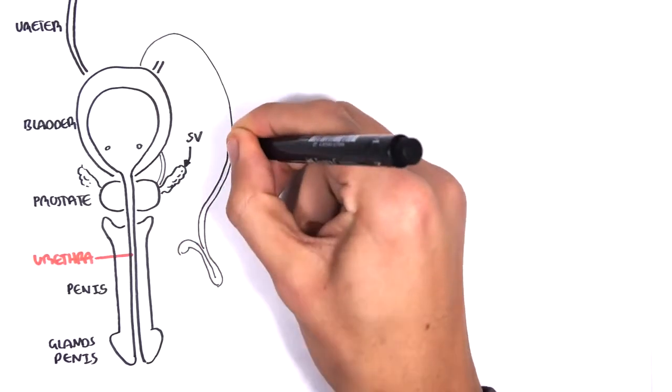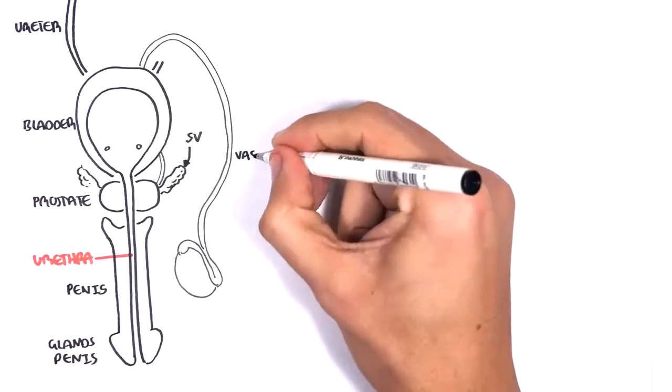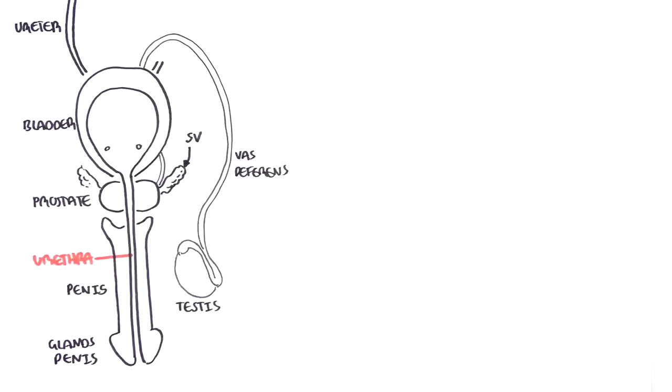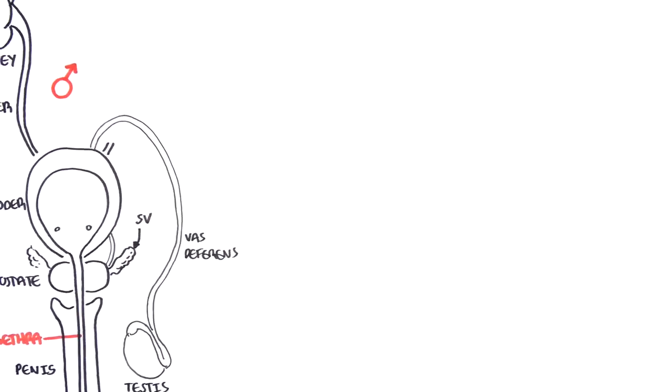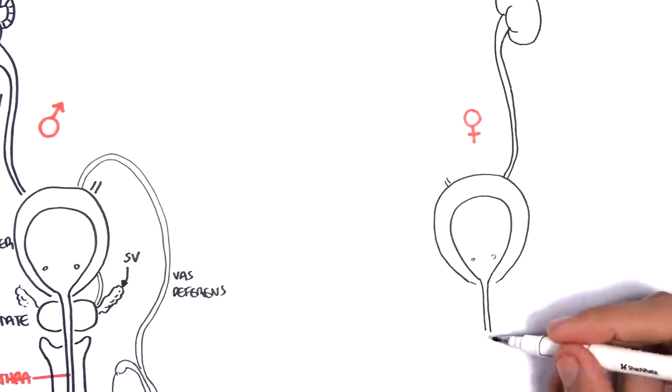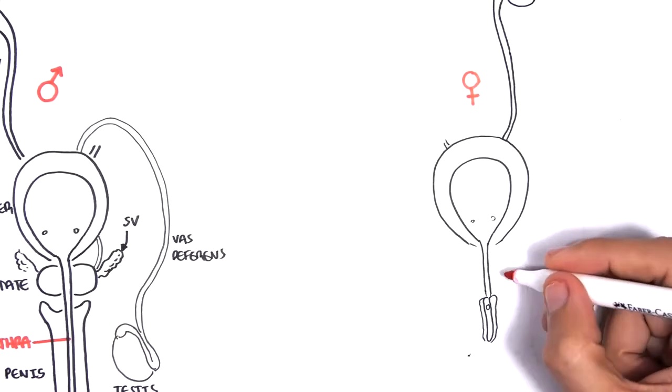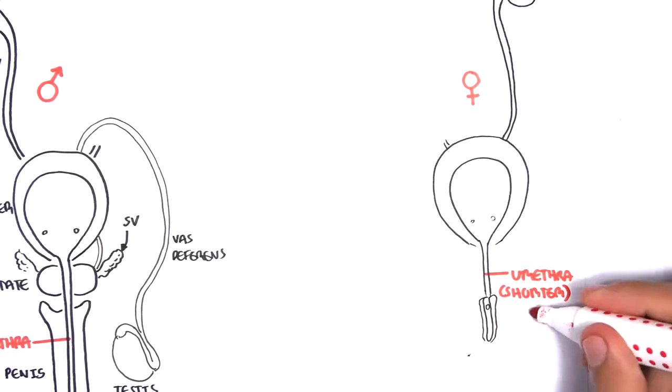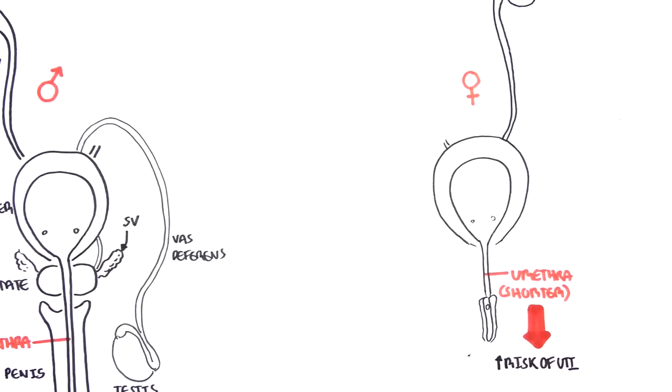Then we have the vas deferens, the actual tube that runs from the testes, and the testes is where sperm is produced. The female anatomy is very similar, except importantly, they have a shorter urethra. A shorter urethra means that they are at increased risk of developing UTI.